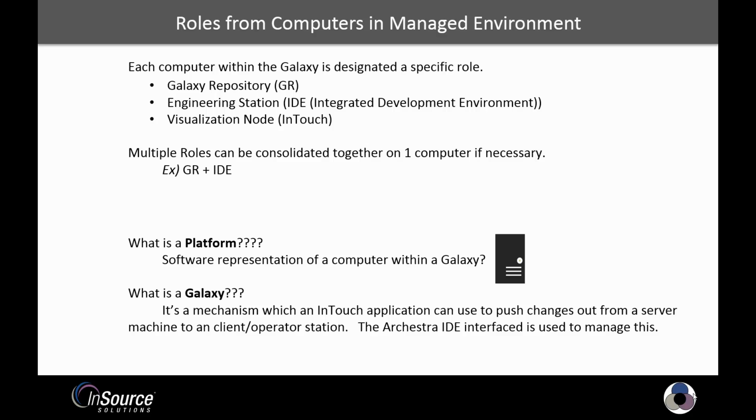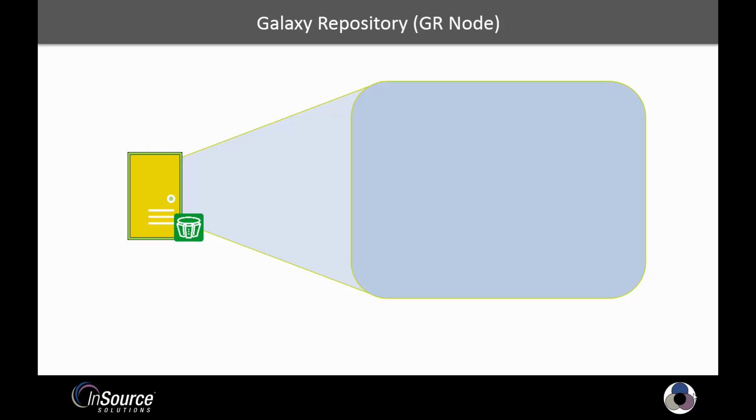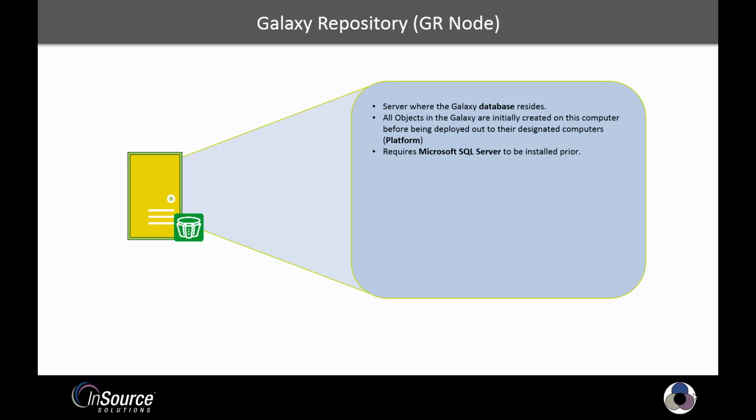So let's go over these roles. It's important to understand them when we're architecting a managed Galaxy strictly for InTouch use. So the first machine, the Galaxy repository, this is where the database resides, or our application. It does require Microsoft SQL Server. However, as I mentioned before, you do not have to interact with the installation. It does it for you automatically. Now here it does say server-based only, but that's really only for a full-blown System Platform style of Galaxy. For an InTouch Galaxy, it's okay to run this on a Windows 7 or Windows 8 machine.